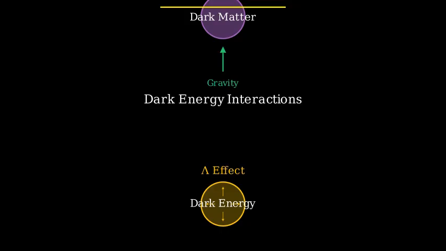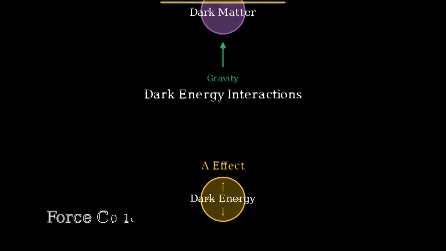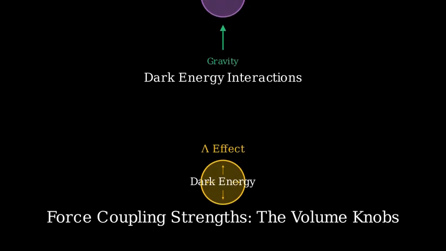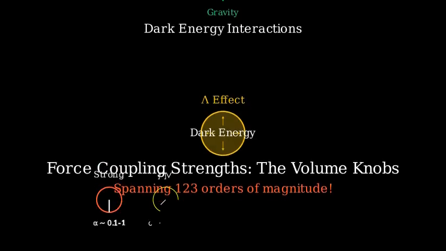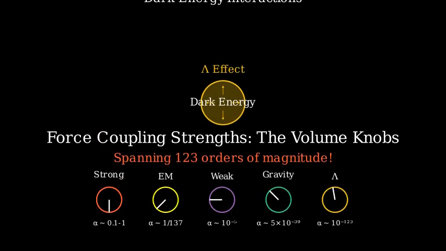The next critical piece of the Mufe scheme is understanding the coupling strengths of each force. Think of coupling strength as the volume knob for each force. What's fascinating is that these strengths span an incredible 123 orders of magnitude. That's a 1 followed by 123 zeros. Let's look at them from strongest to weakest.